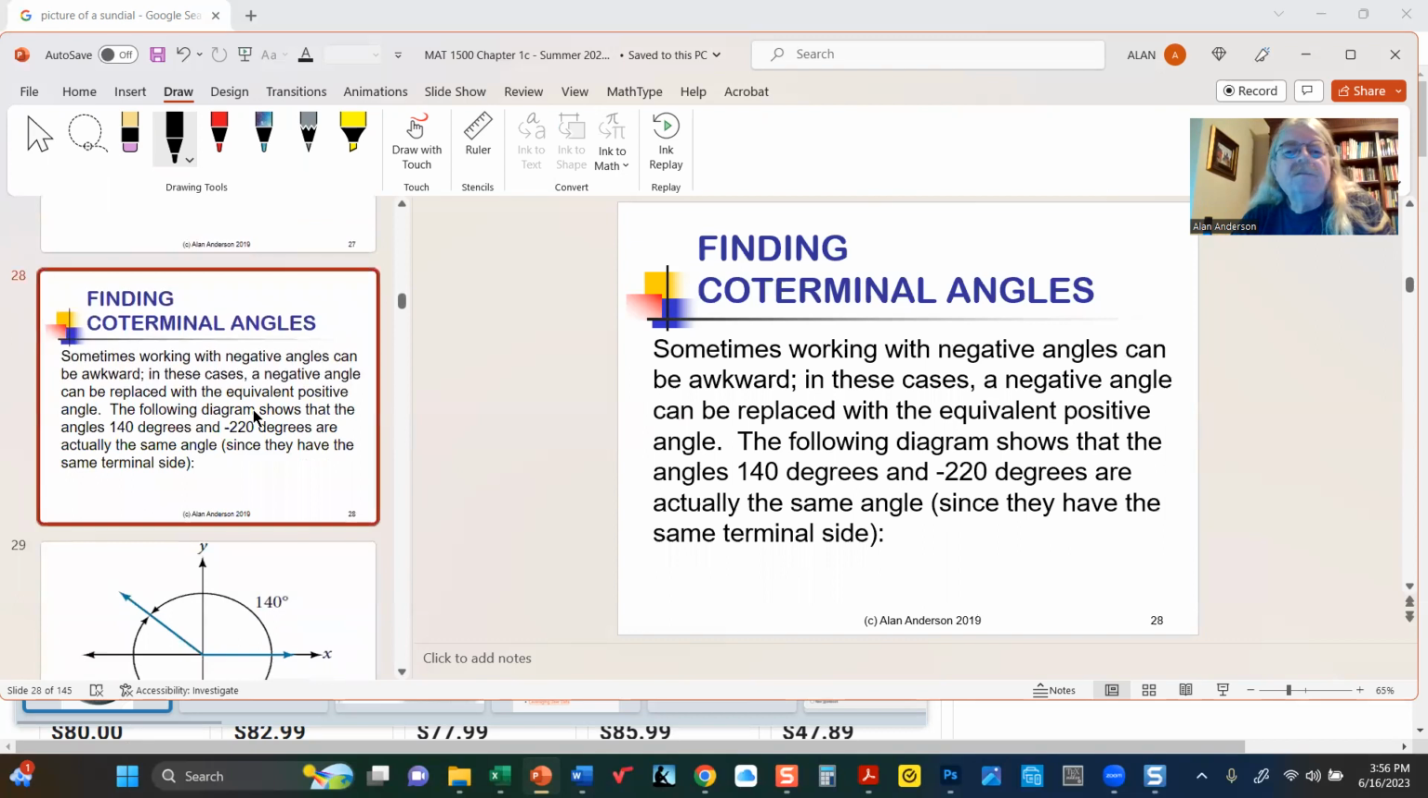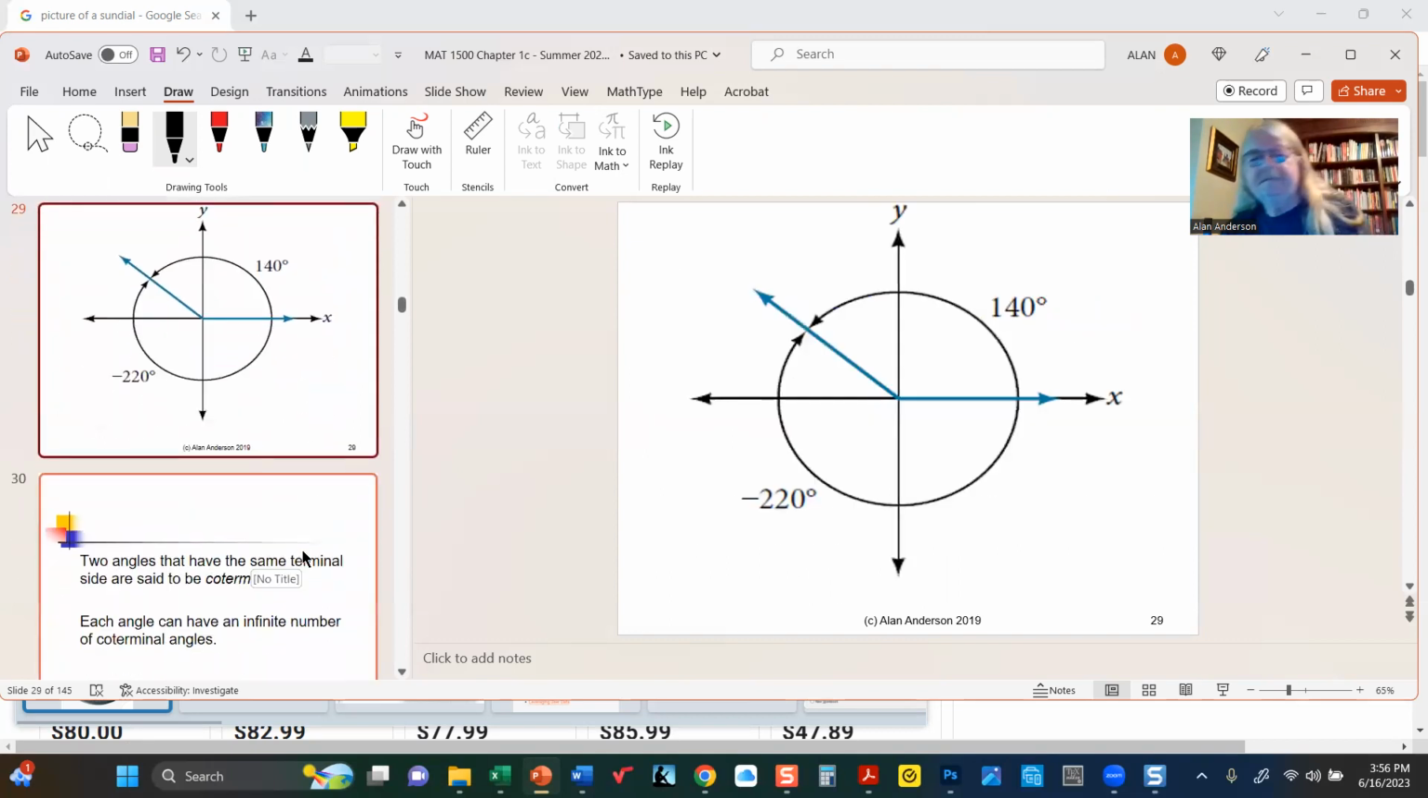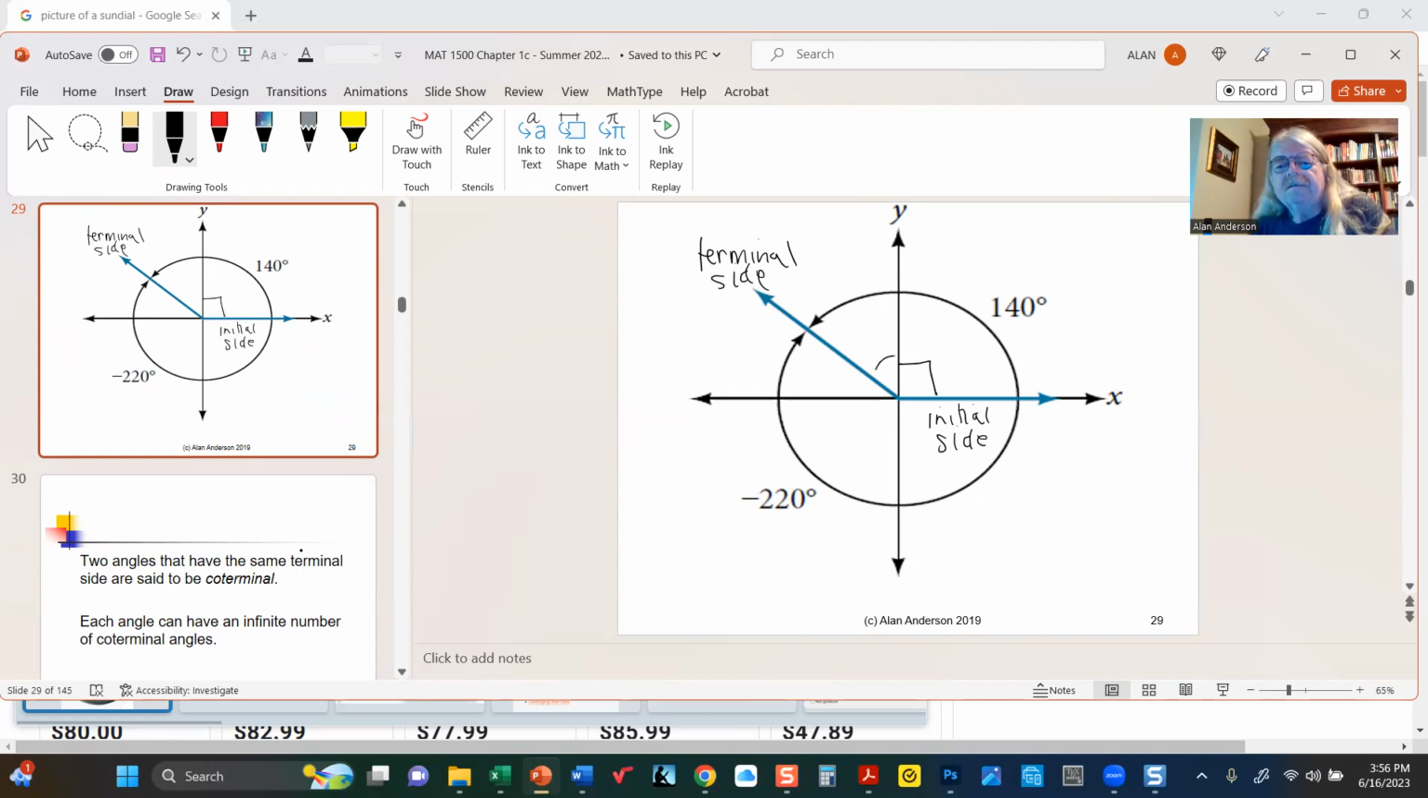Now, by the way, let's take a look at this diagram for a second. Now remember, angles are defined as traveling from one ray to another. In both of these cases, we have the initial side. Here, this is called the terminal side. The two angles have a common terminal side, which implies that they are, in fact, the same angle. But this one, because we're going in a counterclockwise direction, is considered to be positive 140.